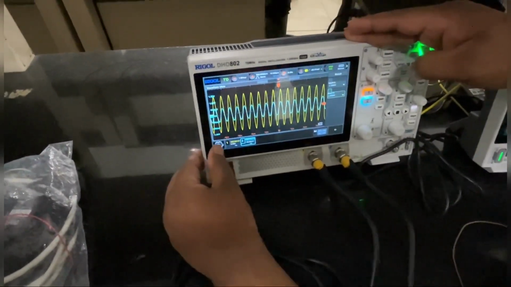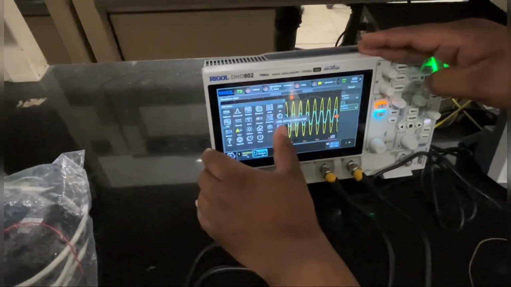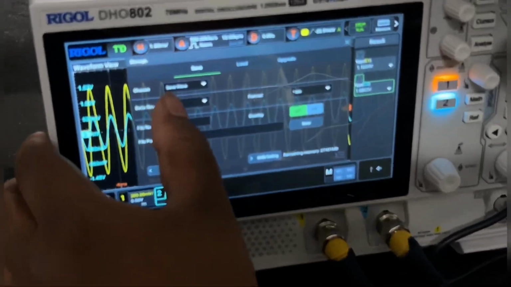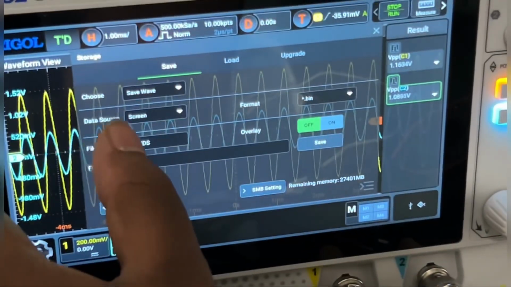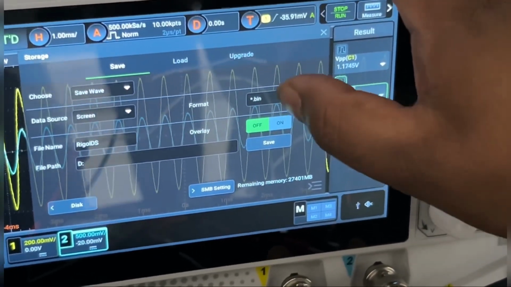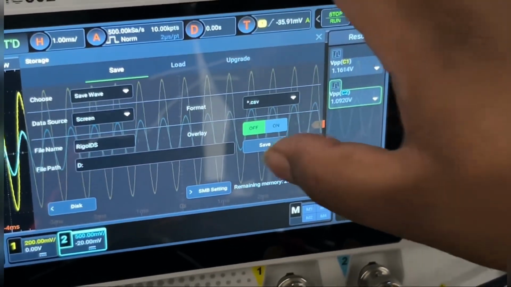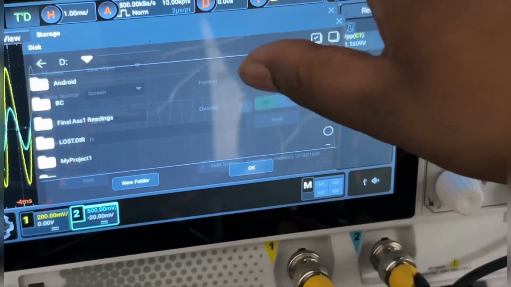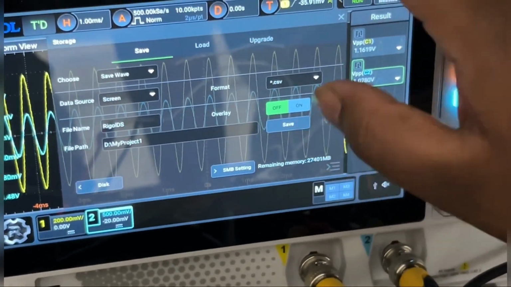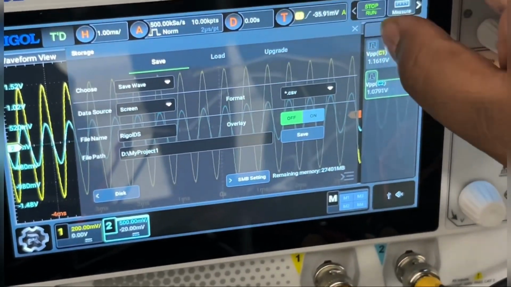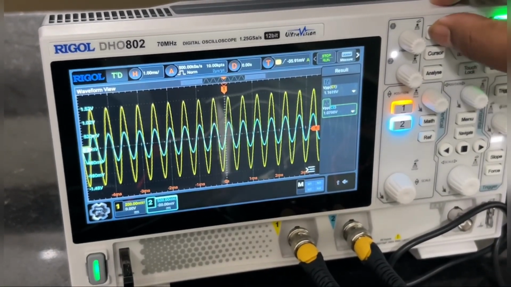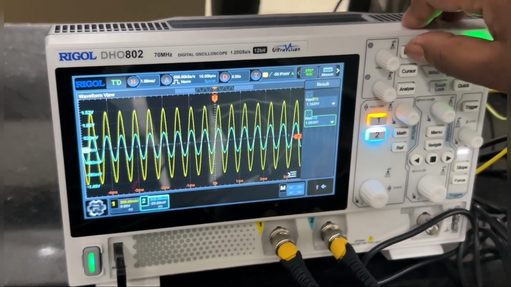We'll be going to setting and storage. Then we can choose sine wave and screen, and we will change the format to CSV, and we can choose where we have to store the data, and we can click save to save that waveform. Likewise, we can measure the phase response of both the waves, and we can also measure the phase difference.